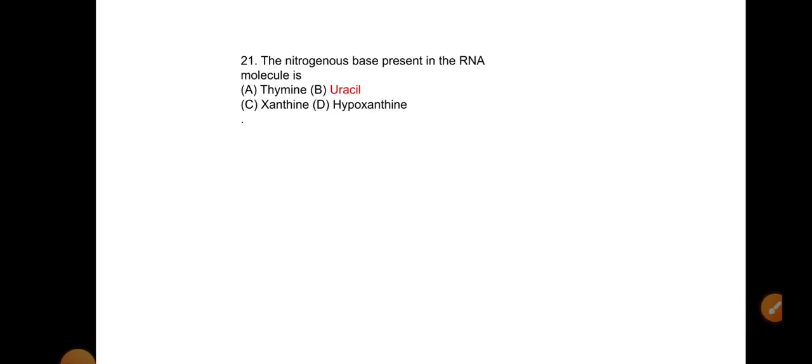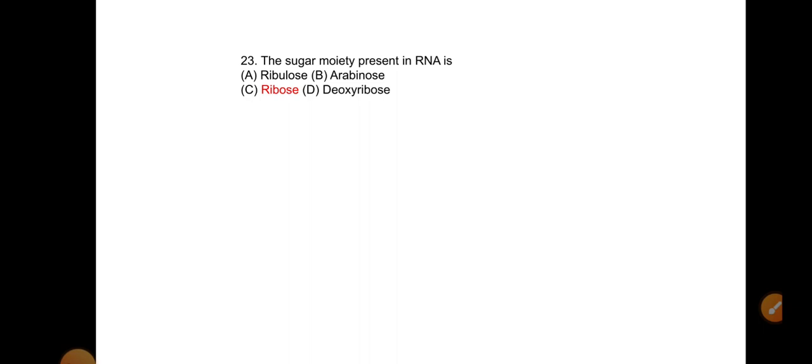21 was the nitrogenous base present in RNA, very easy, repeated also. 22, RNA does not contain thymine, it contains uracil. The sugar moiety present in RNA is ribose.